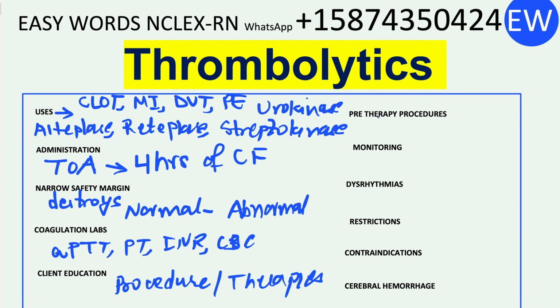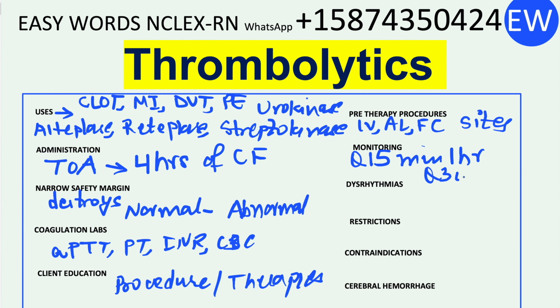Pre-therapy procedures. Prior to starting the thrombolytics, if needed, insert the IV line, arterial line, or Foley catheter prior to starting the therapy, because this will help to decrease the risk of bleeding from those sites. Monitoring. During thrombolytics therapy, vital signs are required to be monitored every 15 minutes during the first hour of the therapy and every 30 minutes for the remaining therapy.